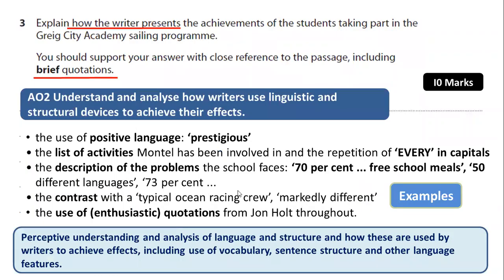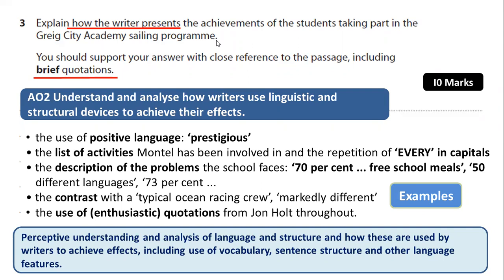So this is question number 3. It says, explain how the writer presents the achievements of the students taking part in the Great City Academy sailing program. So probably if you have read this insert, you will understand that this is really about the students taking part in a particular academic sailing program. And the question is how the writer presents the achievements of the students. So remember, this is given 10 marks, and the assessment objective is understanding and analyzing how writers use linguistic and structural devices to achieve their effect.